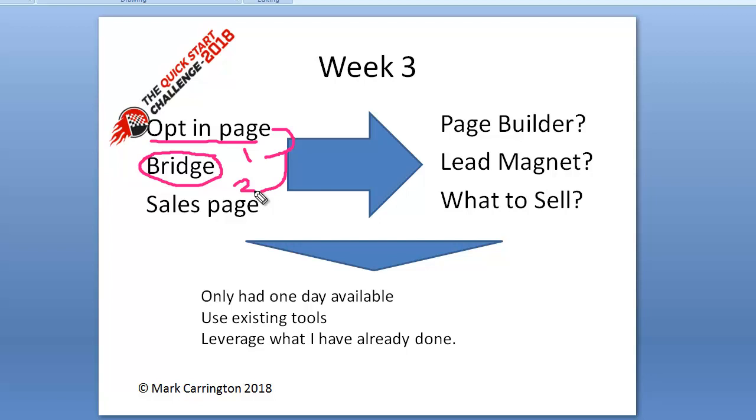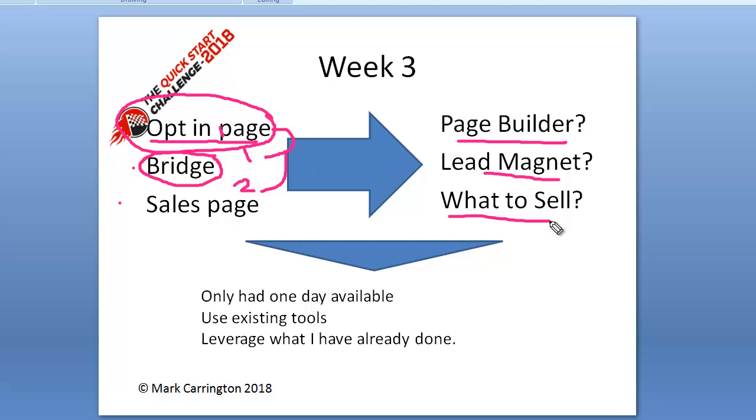To fill that in, there are a few questions that I needed to answer specifically. One is I need a page builder to build these 3 pages. I need a lead magnet, some sort of free offer that goes into the opt-in page, to say why would you bother giving your email address anyway? And then you need to make a decision about what to sell. So that's a fairly simple process. It takes a bit of digging if you haven't had any experience.